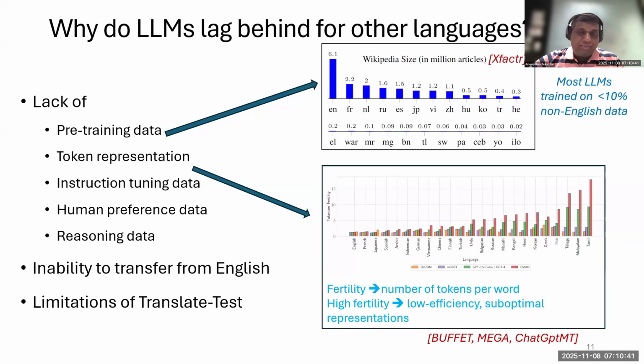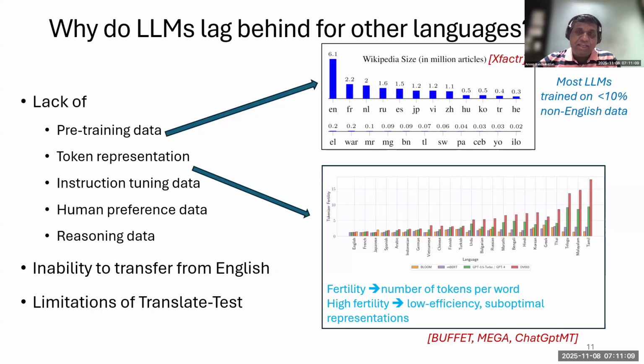So second is token representation. When the vocabulary is designed, there is very little vocabulary assigned to a lot of languages, which results in inferior representations. When it comes to instruction tuning, human preference data, reasoning data, the amount of data available in languages beyond English is very little. And so these are all challenges presented by the lack of data.